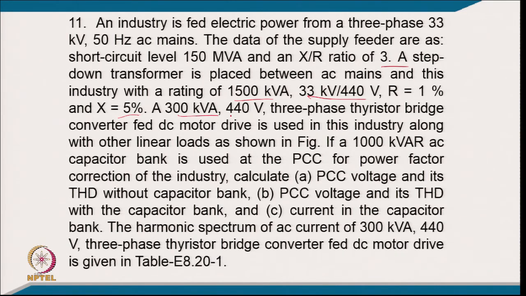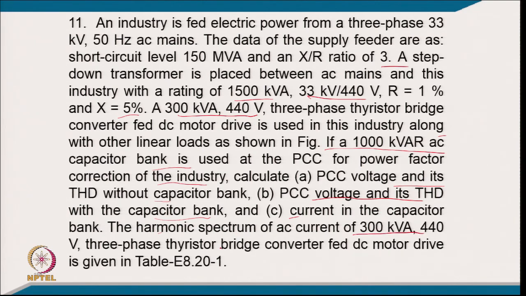A 300 kVA 440 volt 3 phase thyristor converter fed DC motor drive is used in this industry along with the other linear load as shown in the figure. If a 1000 kVAR capacitor is used at the point of common coupling for power factor correction of the industry, calculate the PCC voltage and its total harmonic distortion without the capacitor bank, the PCC voltage and total harmonic distortion with the capacitor bank, and the current in the capacitor bank.